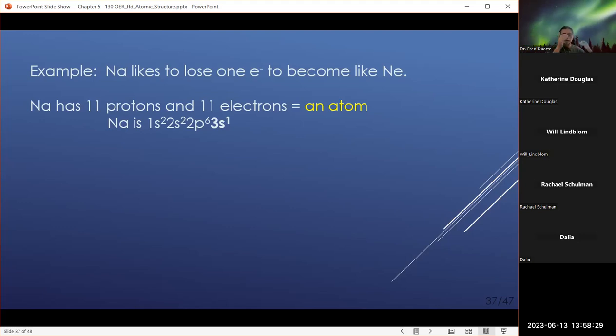Okay, so if we look at sodium, and we do the electron configuration for sodium, it is 1s2, 2s2, 2p6, 3s1. Note on the periodic table that sodium is in group 1A, the first column. The thing that all these elements have in common is they have 1 valence electron in the outermost shell. This is important here.